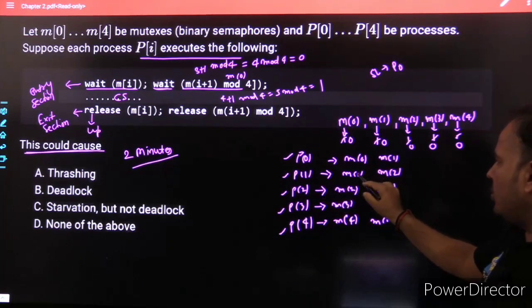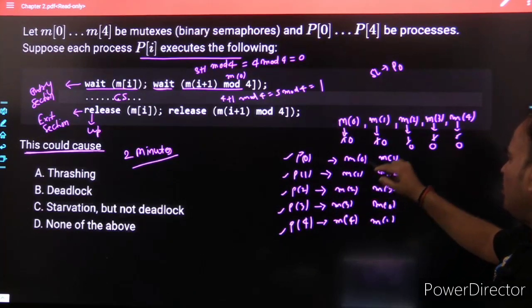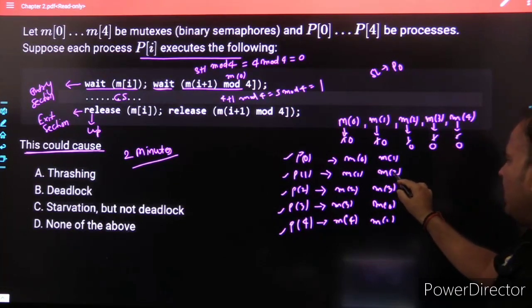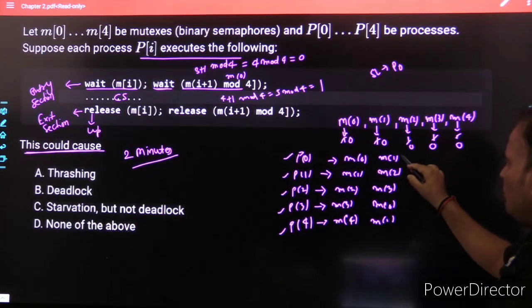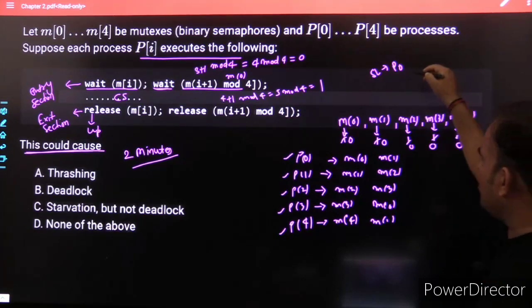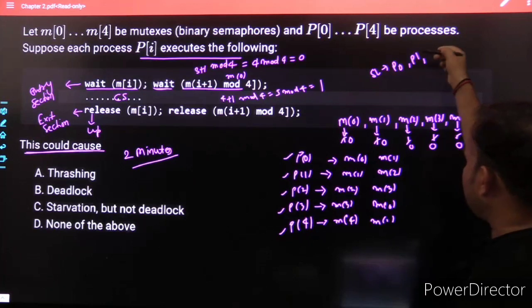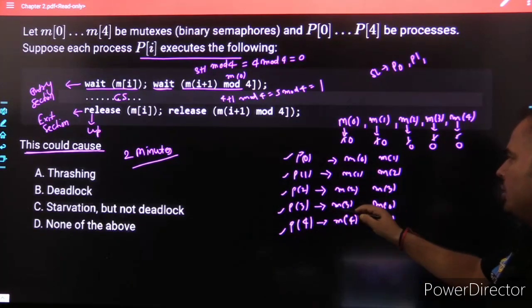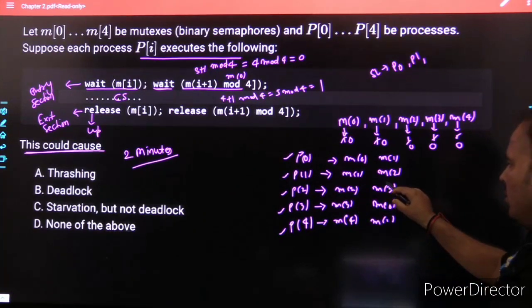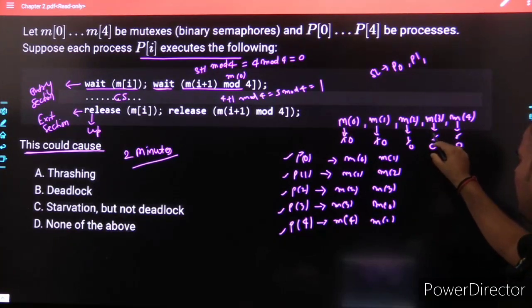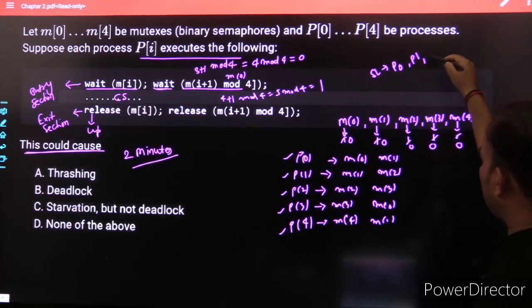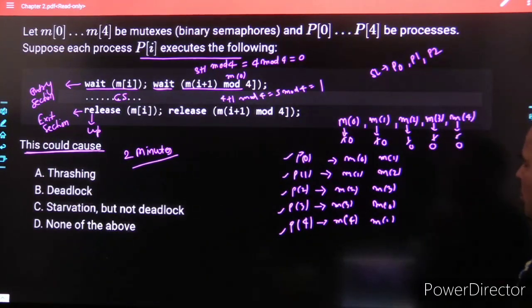P1 already performed the down operation on M1. When it goes to perform the down operation on M2, M2 is 0. This is a binary semaphore, so it is not able to perform the down operation on M2. So P1 also blocks and goes into the suspended list. Now P2 resumes. It already performed the down operation on M2. Can it perform the down operation on M3, my dear friends? No, it is not able to. So P2 will also go into the suspended list, which means P2 also blocks.